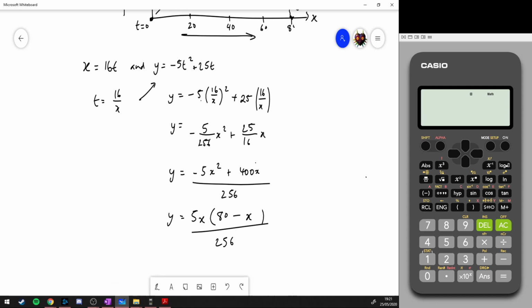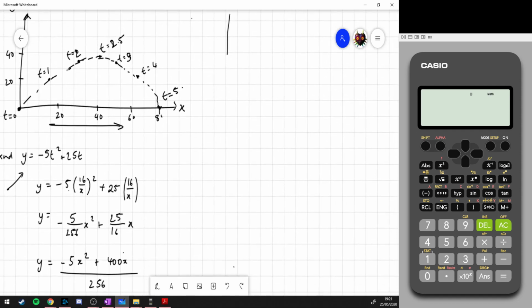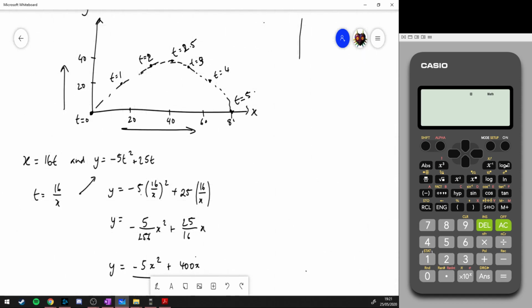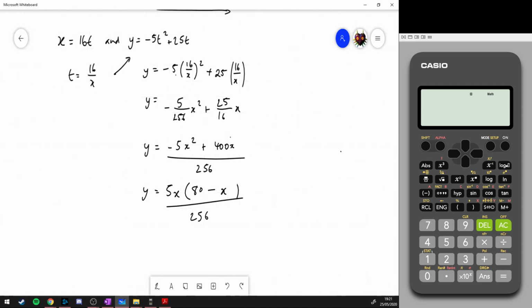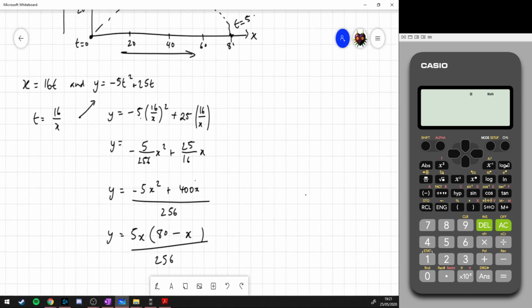If we go back and have a look at our initial parabola, we can see our two roots are at 0 and 80, and our equation over here tells us that quite easily because it's in its factorized form.